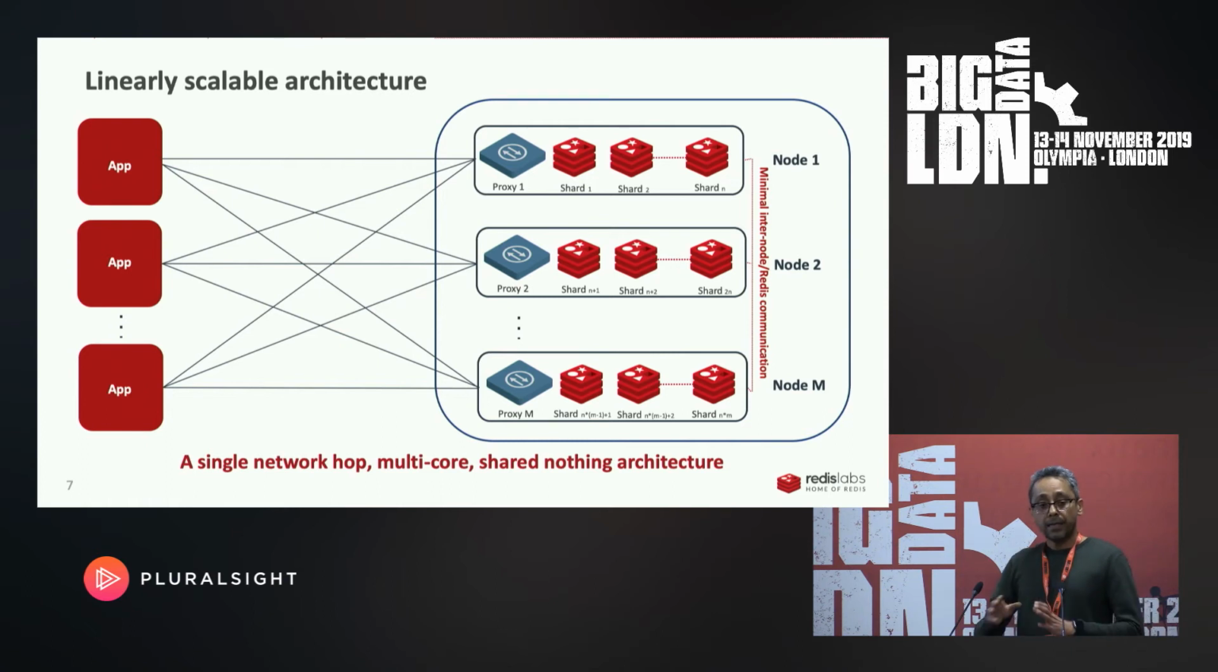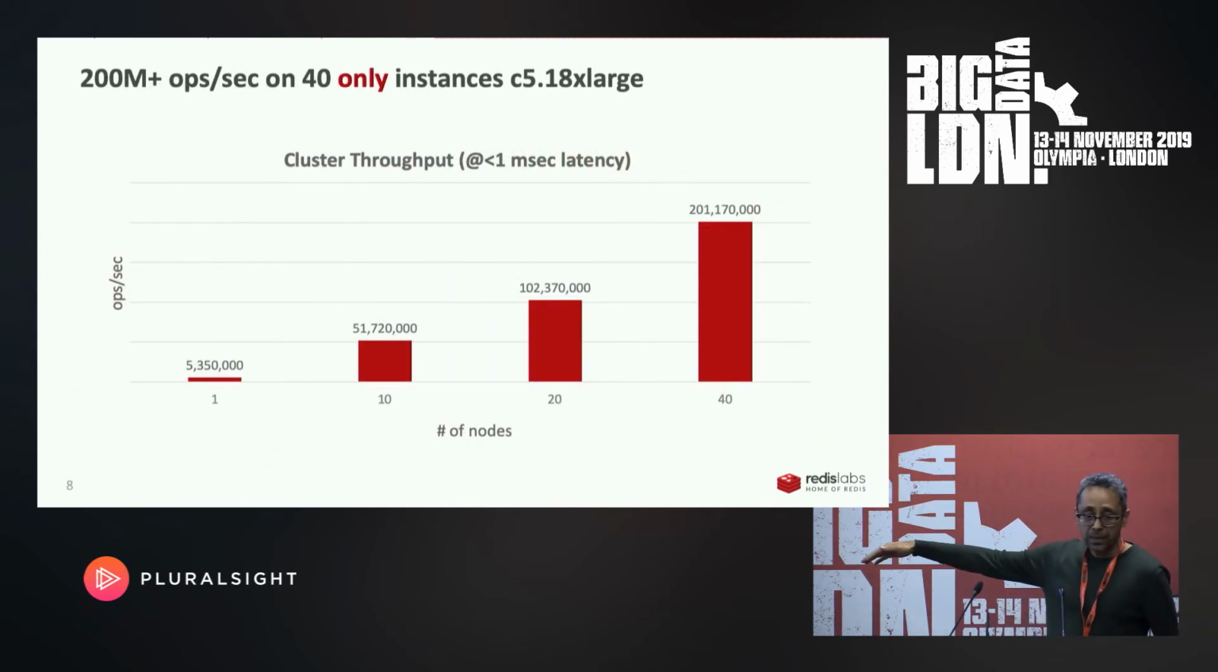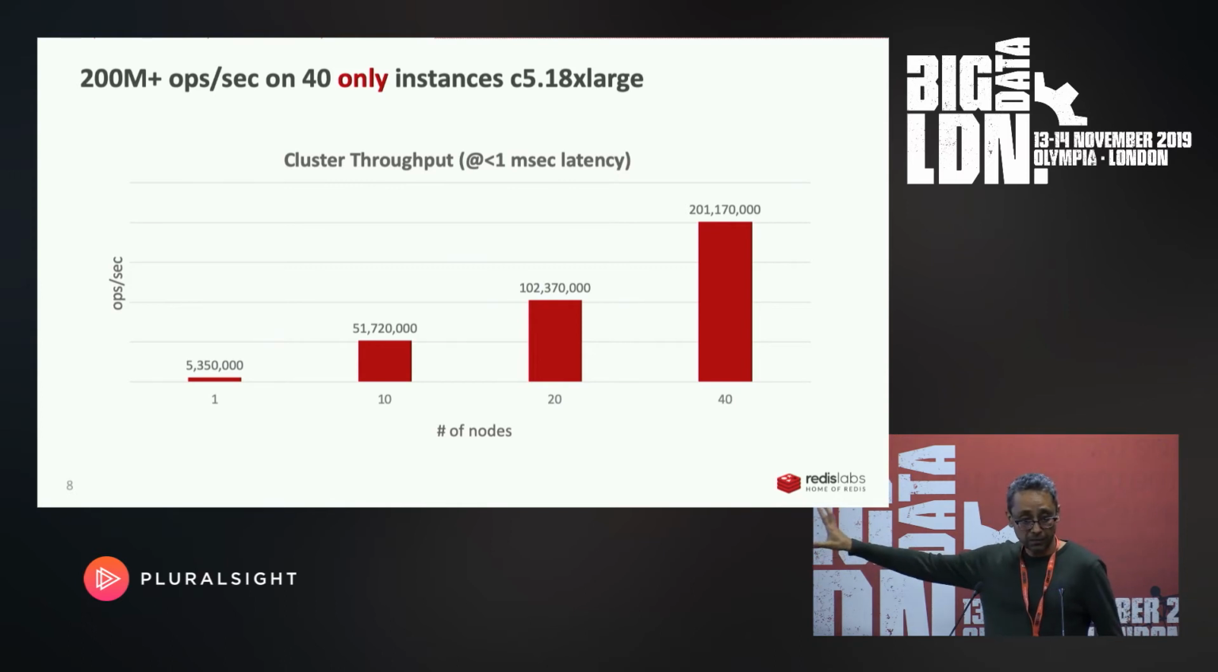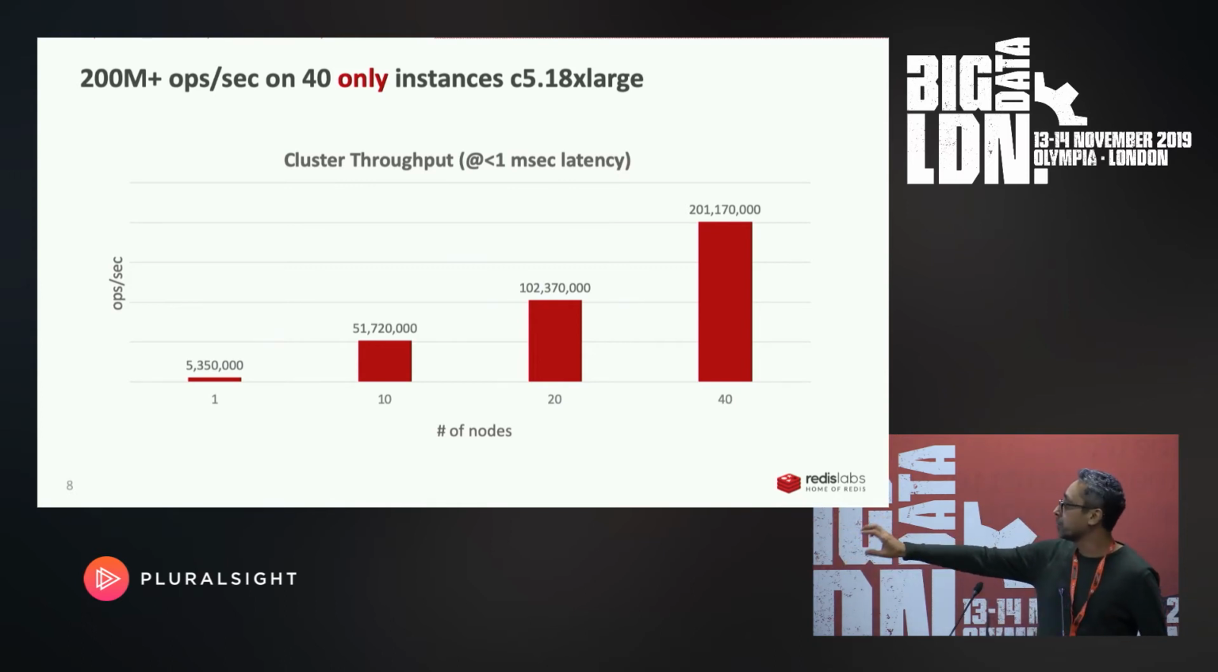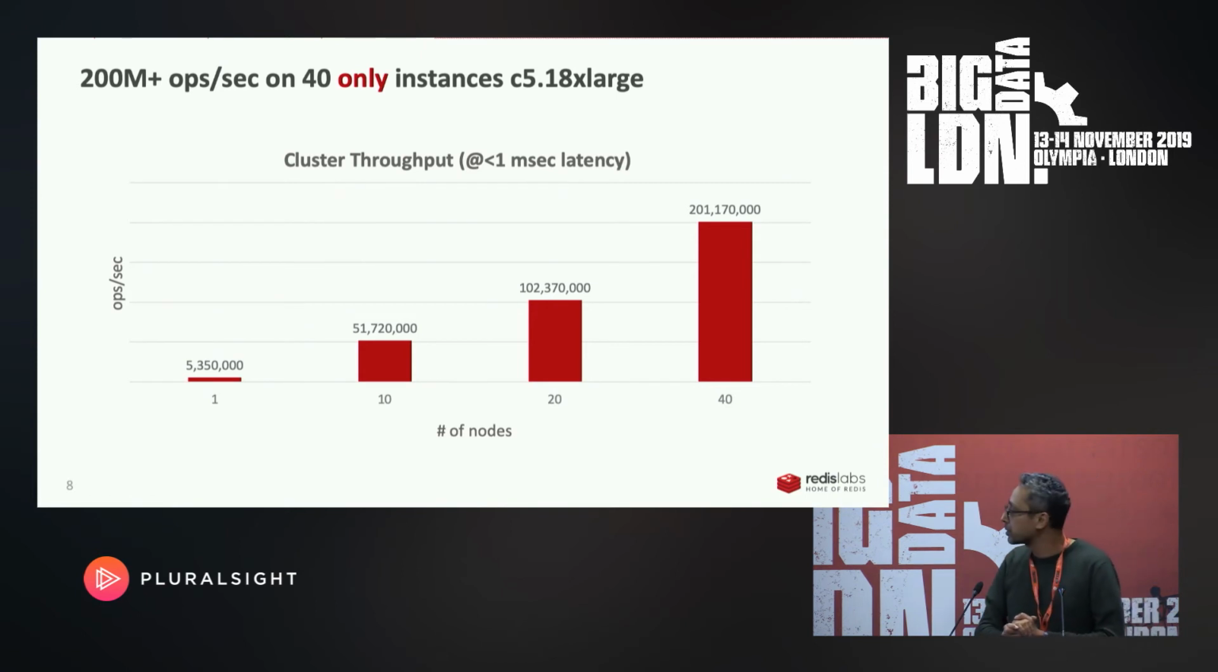Now, I mentioned that Redis is scalable. You can run just one process, or you can scale it to millions of operations per second. On Redis Enterprise, that's the architecture: you can have multiple nodes, you have a proxy, and the data is kept in different shards, so you can just scale it out. In the benchmarks that we did, we ran with 40 large nodes, with large amounts of data, and we achieved 200 million operations per second on C5.18xlarge instances.